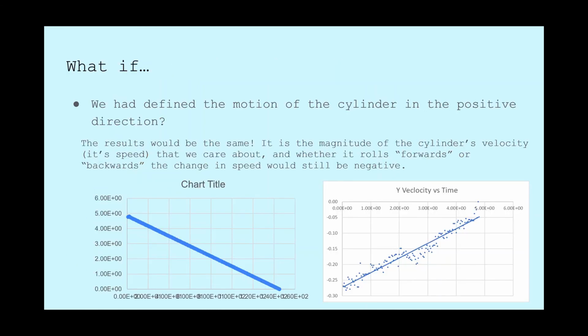You may be asking yourself, what if we conducted our experiment a little bit differently? If we had defined the motion of our cylinder in the positive direction instead of the negative y direction, would the result have been the same? The answer is yes. It's the magnitude of the cylinder's velocity that matters, not whether it rolls forwards or backwards. Here you can see plotted the positive change in direction versus the negative change in direction. The magnitude of the velocity is still decreasing.